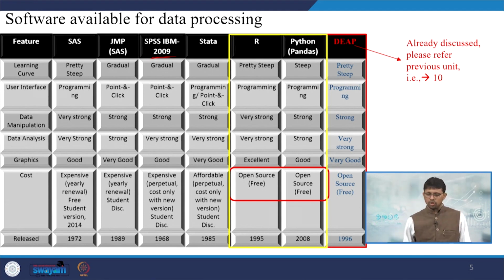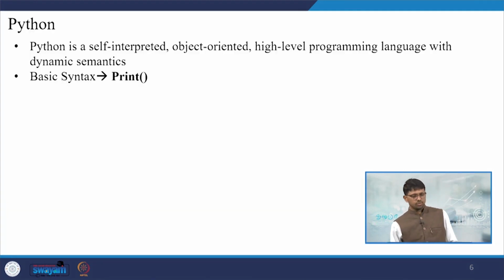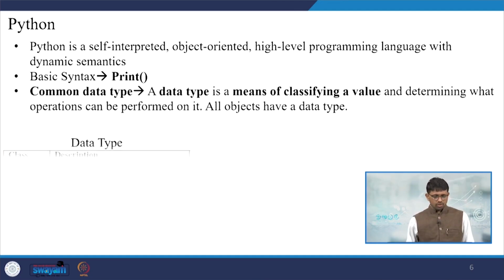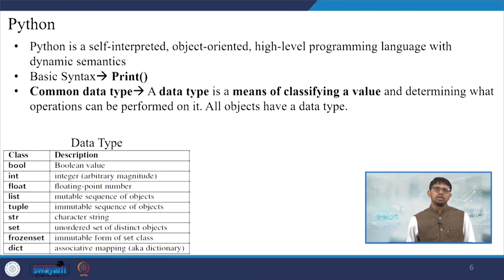So, I am not explaining DEEP here. I will start first with Python, then we will explain R. Python is a self-interpreted, object-oriented, high-level programming language with dynamic semantics. Then the basic syntax is also print. Okay, so where the common data type is required, a data type is a means of classifying a value and determining what operations can be performed. All objects have a data type.